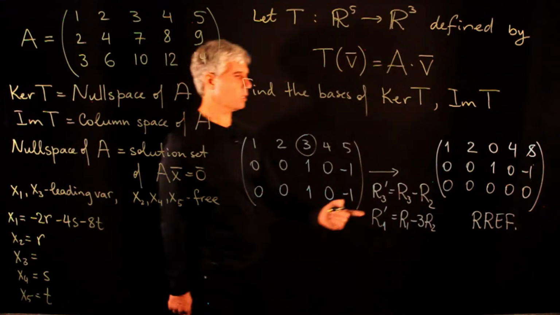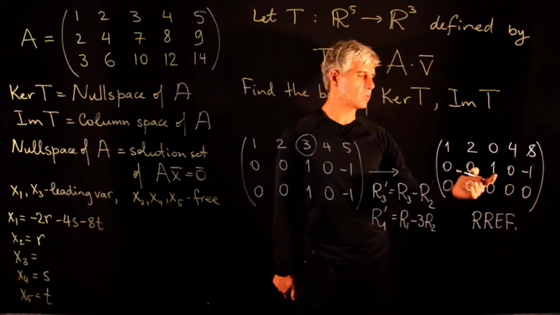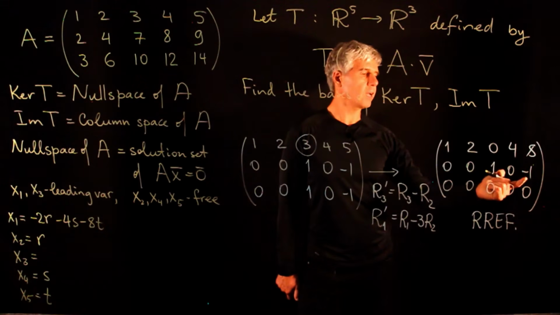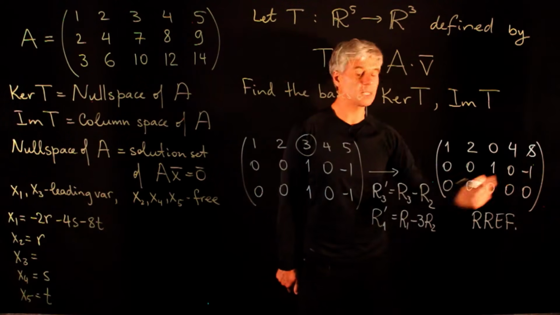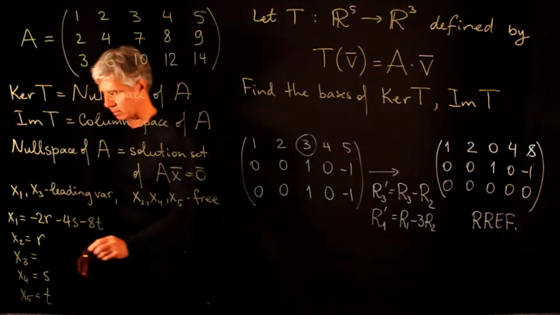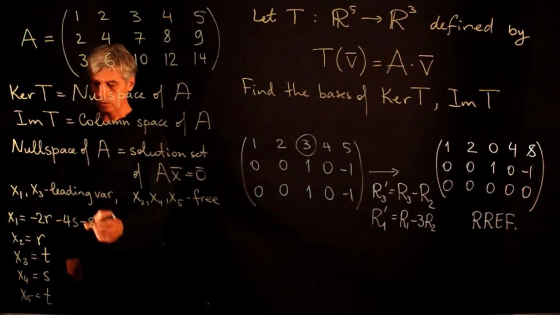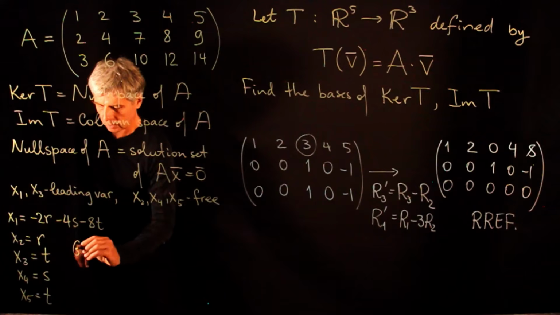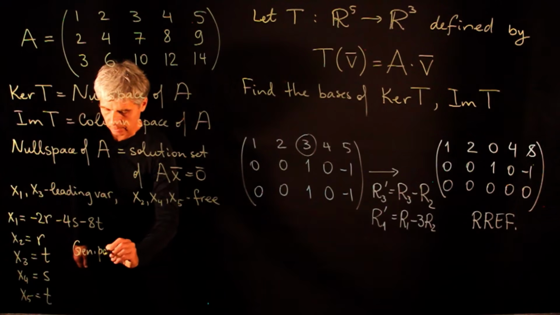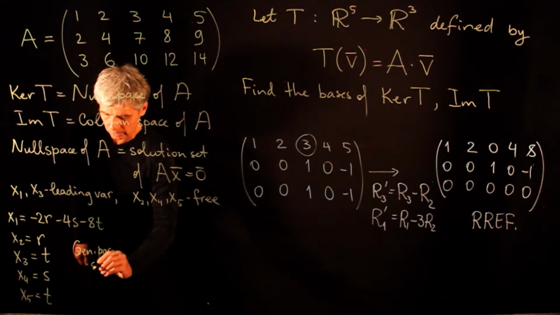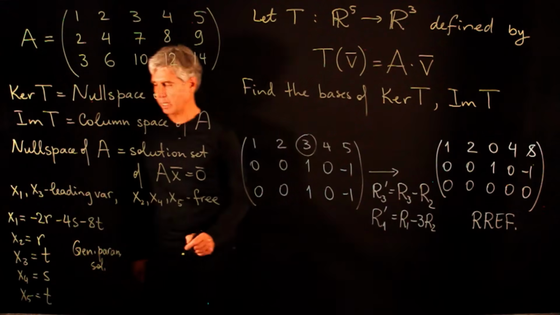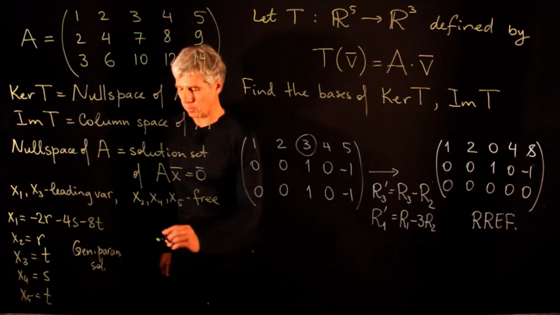And this equation says that x3 minus x5 is equal to 0. So x3 is equal to x5, so x3 is equal to t. So this becomes the general parametric solution. And all we have to do is write it in a vector form.